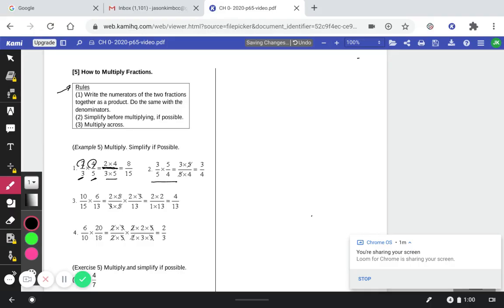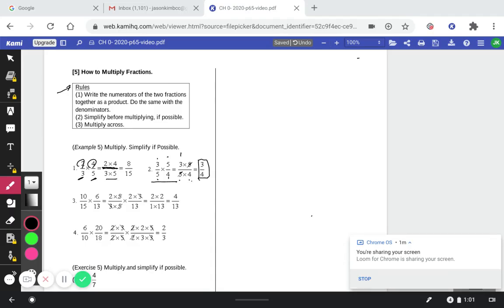In example 2, when you multiply 3/5 times 5/4, you write down the numerators, 3 times 5 on the top, and write down the denominators, 5 times 4 in the bottom. But because they have 5 and 5 as a common factor, one in the numerator, one in the denominator, you can cancel it out. You are left with 3 on the top and 4 in the bottom. So the final result becomes 3/4.